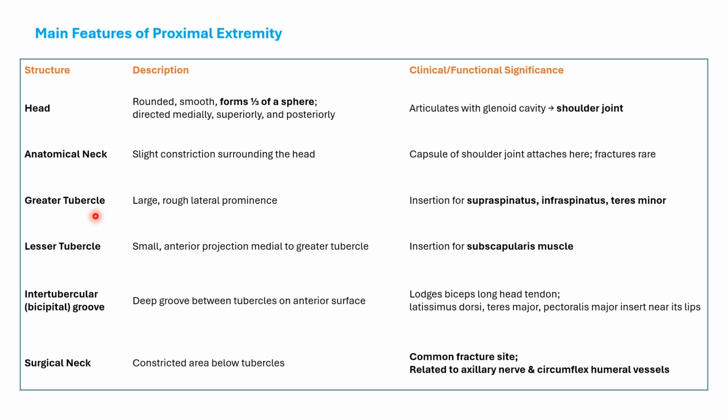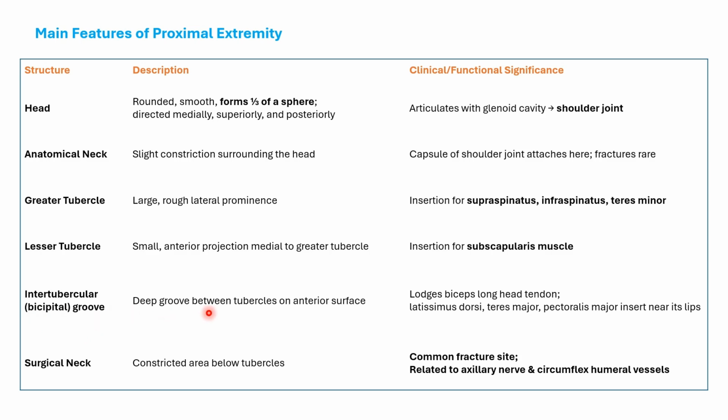The third one is the greater tubercle. It is a large, rough lateral prominence, and the greater tubercle gives insertion for three muscles. They are supraspinatus, infraspinatus, and teres minor. The next one is the lesser tubercle. It is a small anterior projection medial to the greater tubercle, and it gives insertion for one muscle. It is subscapularis.